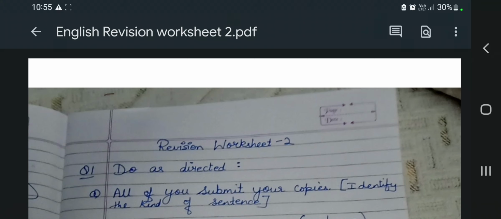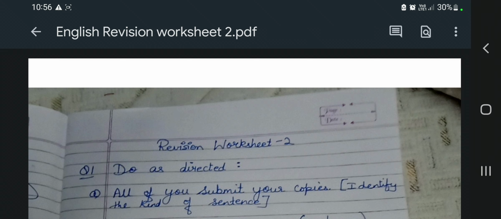Recently I had posted this worksheet on the channel which was related to subject verb agreement. So here's this video which will explain the answers of the questions. Alright, here we go with the first one. It says do as directed. So that means you will be given instructions in the bracket. So जो भी instruction bracket में given है उसके according आपको करना है question.